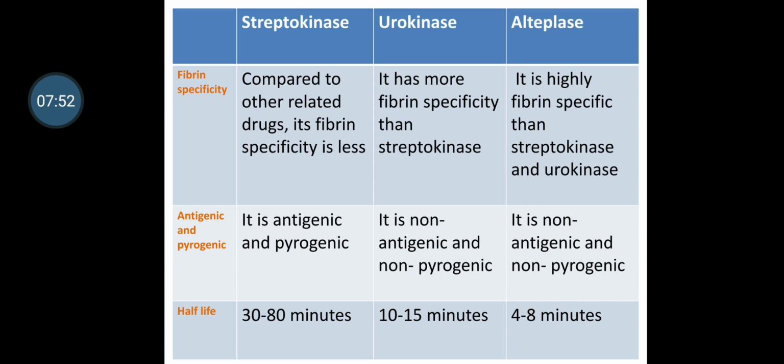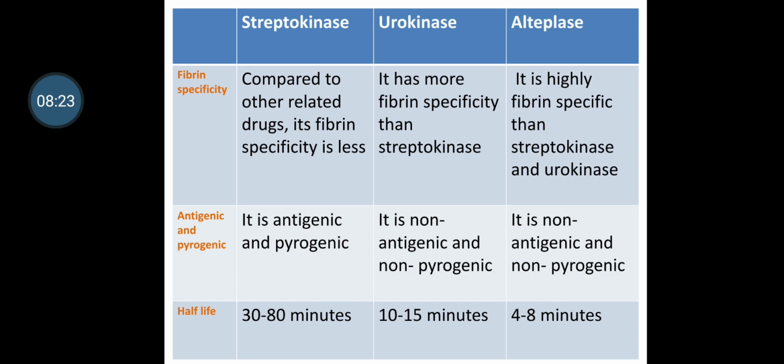Of these 3, streptokinase is microbial in origin. So this drug definitely shows antigenic and pyrogenic character, and the remaining urokinase and Altiplase do not show any antigenic and pyrogenic character. So they are non-antigenic and non-pyrogenic. So streptokinase is the only antigenic and pyrogenic drug in this comparison.